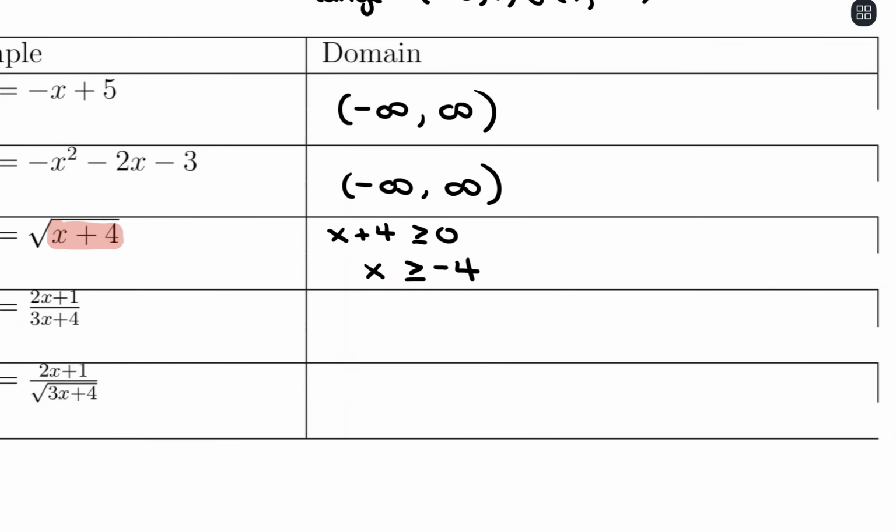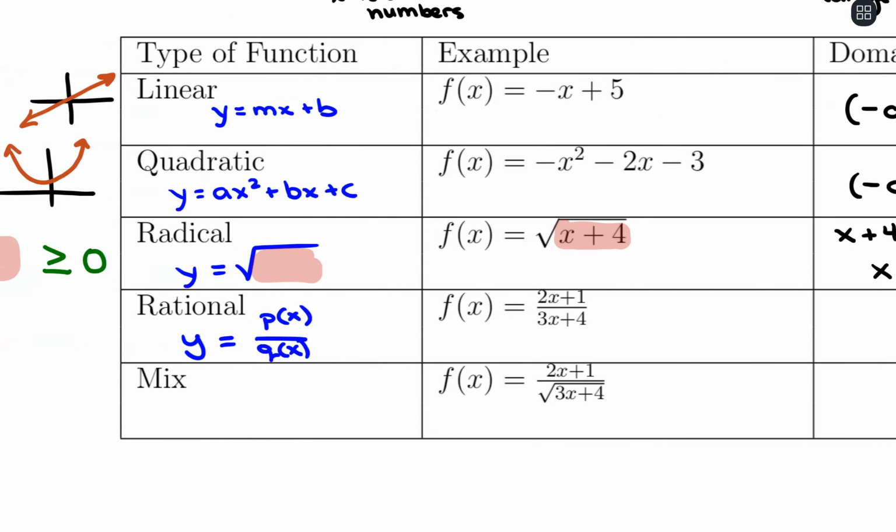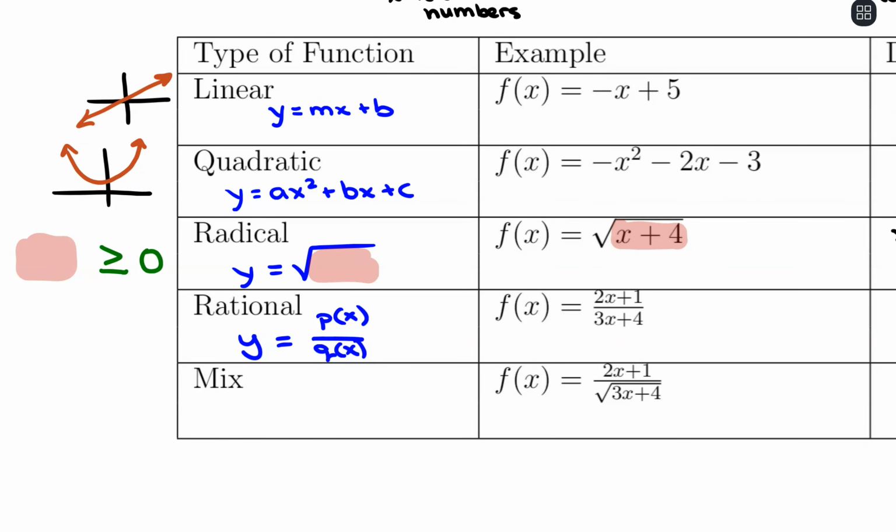So for the domain, using interval notation, if x has to be more than or equal to -4, I would use a square bracket starting at -4 and then going off to positive infinity. So for radical functions, take whatever's underneath the square root, set it to more than or equal to 0, and solve for x. For rational functions, we're restricted by the fact that the denominator cannot equal 0. So whatever the denominator is, that is not allowed to equal 0.